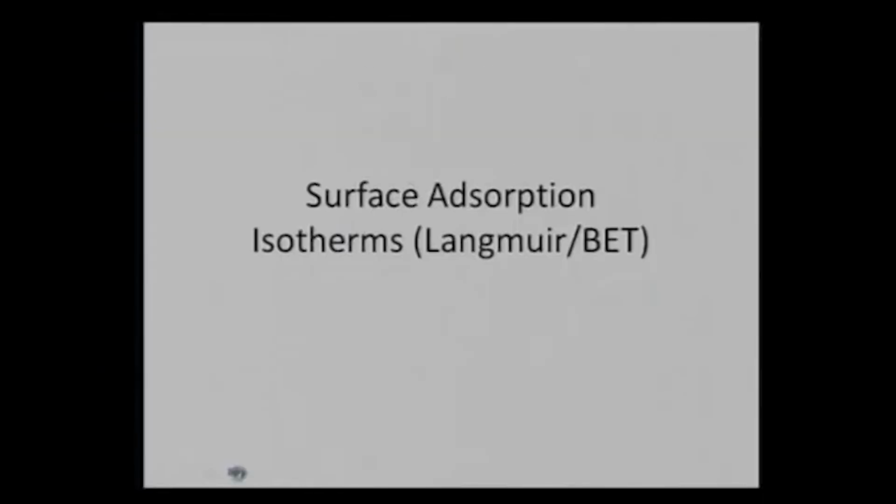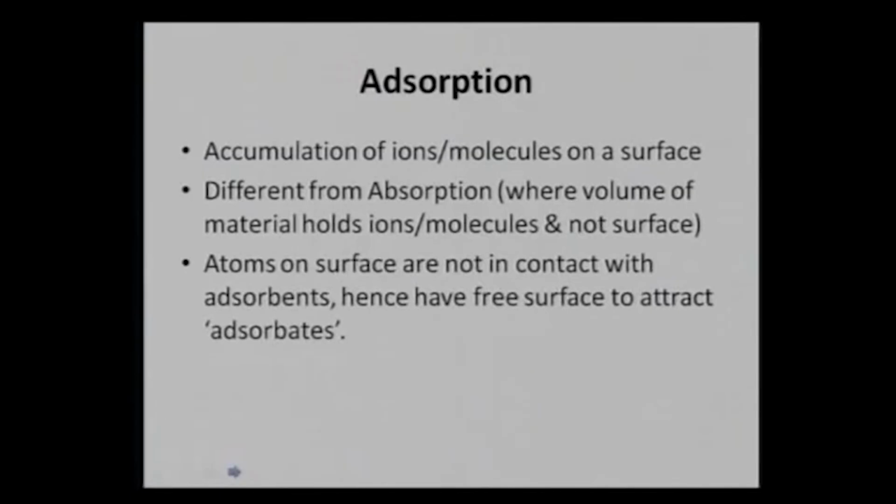In this lecture, we will learn about surface adsorption and isotherms. As we all know, surface adsorption is one of the very critical phenomena in any particular processing or catalysis activities. So in this place, we will define adsorption. Adsorption is defined as the accumulation of ions or molecules on a surface.